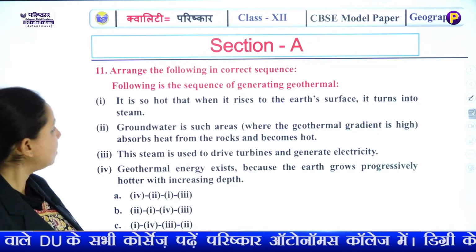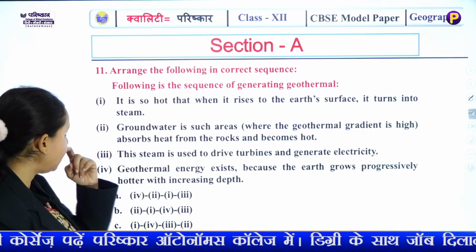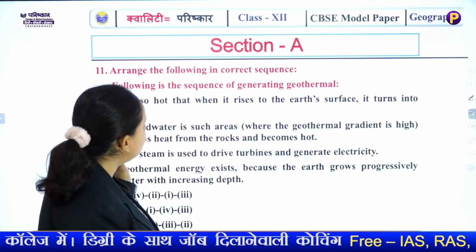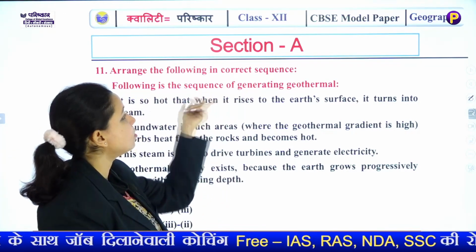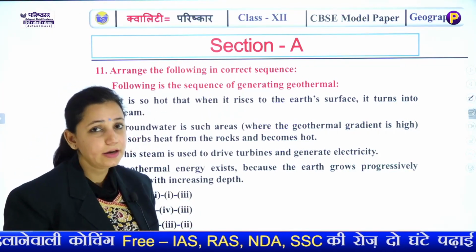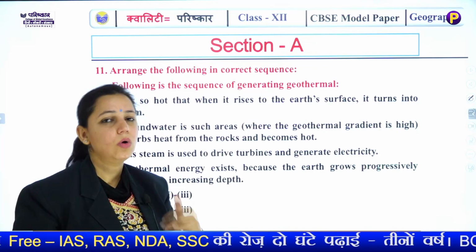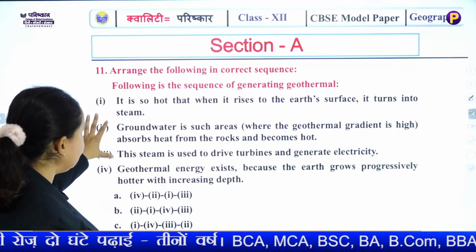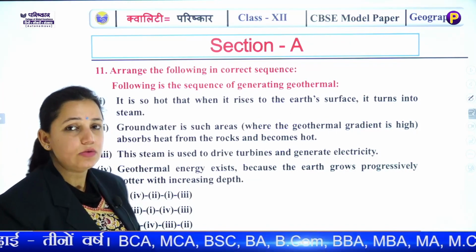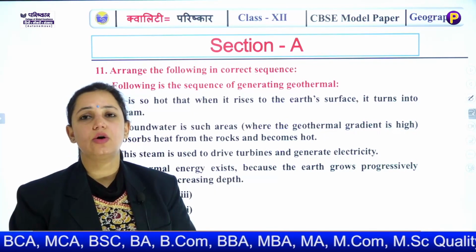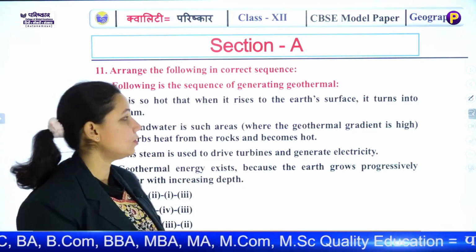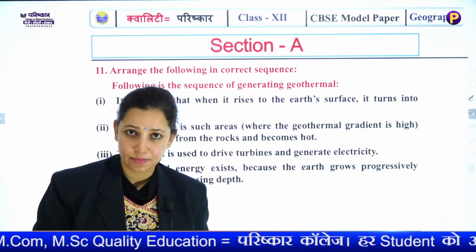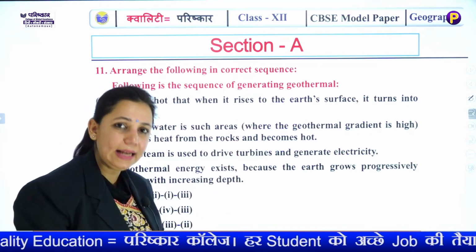Arrange the following in correct sequence. Now what it is asking you is to arrange a sequence. A process is given. You should know the sequence of generating geothermal energy, right? So you should know the whole process of geothermal energy if you want to solve this question. Looking at this, the 11th question deals with a process, so you should know the stages of that process. Here the generation of geothermal energy is being asked, so you should know step by step the sequence of generation of geothermal energy.